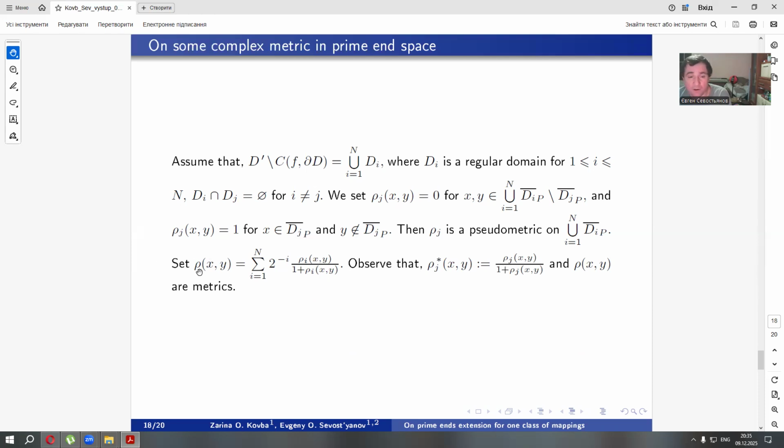Now we set rho from x, y as follows. Besides that, we may show that rho_g star is a metric, where rho_g star is defined as here. Also, we may show that rho is a metric, where rho is defined as here.